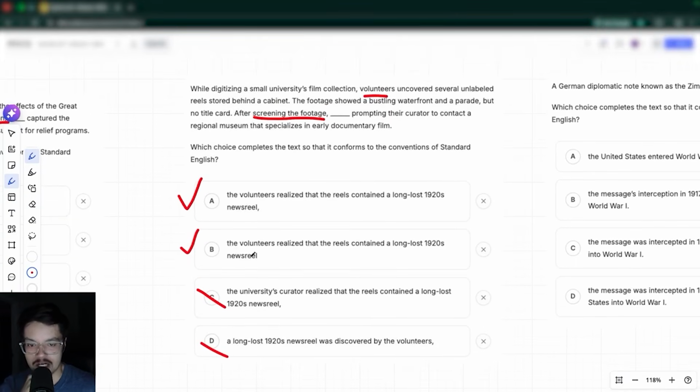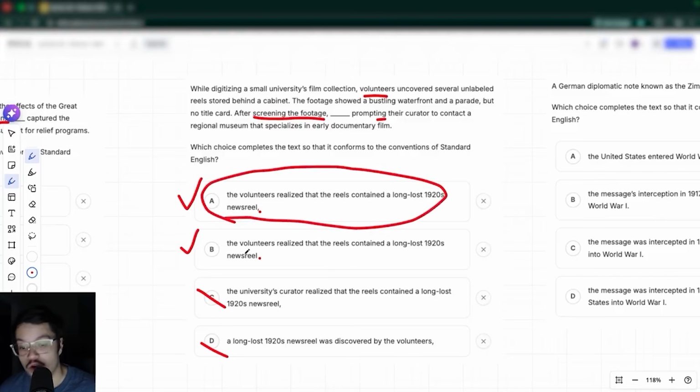So between A and B here, we would have to look at the end of it to determine this. We see here prompting the courier to contact a regional museum, and then we have one with a comma and one without a comma. If you know the other grammar rules, which I cover in another video on the channel, definitely check that out, you would have to use a comma because whenever we have ing in the verb right afterwards, you always must use a comma as the separation because this would be a dependent clause. So therefore, A would be the right answer. B is very close, but this one thing with a comma makes it so it cannot be the right answer.